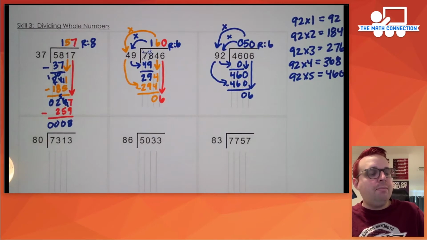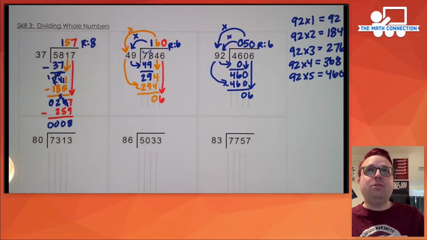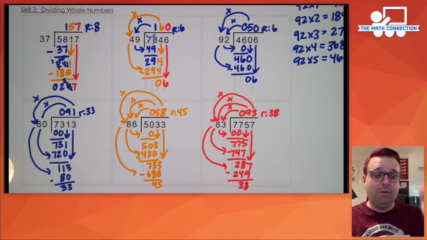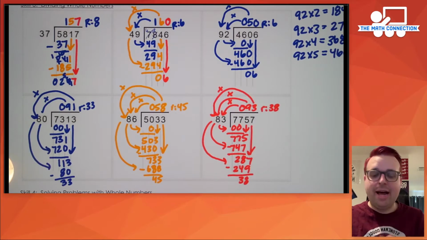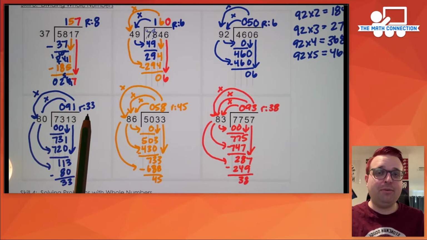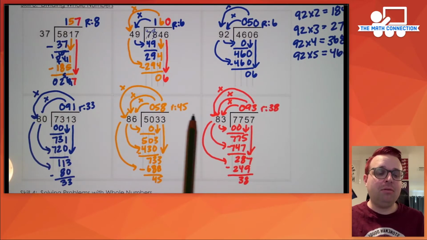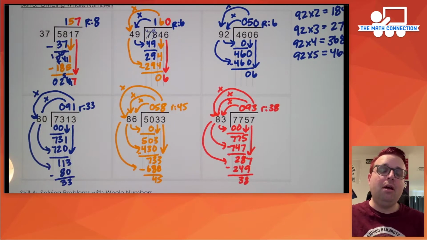Okay, I want you to go ahead and pause the video. And then when you come back, I want you to try the next 3 problems. And then I'm going to have the results posted for you so you can check your answers, okay? Okay, so here are the results of the 3 problems. So you should have gotten 91 with a remainder of 33 for the first problem, 58 remainder of 45 for the second problem, and 93 remainder of 38 for the third problem.